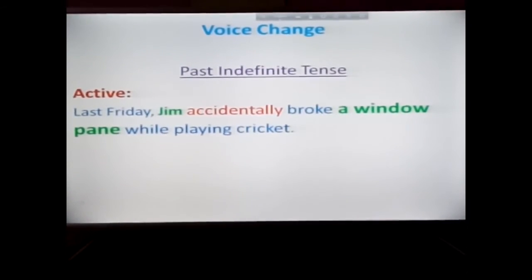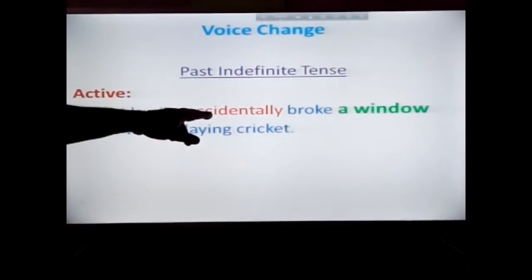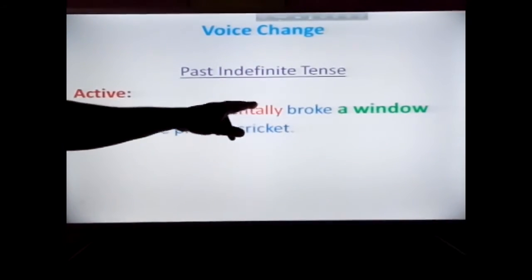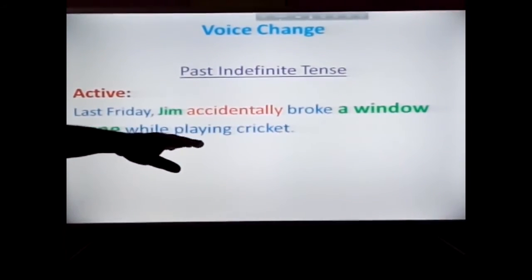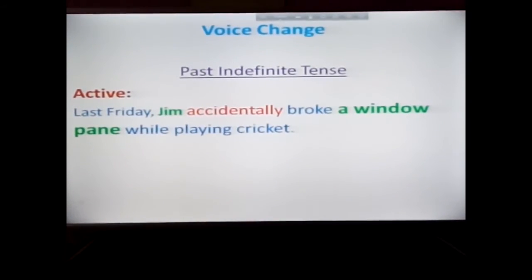In this sentence, we again have an introductory phrase before the subject, but this time we have an adverb after the subject and before the main verb. We have another phrase after the object also. Now let's see how we can change this sentence into passive.